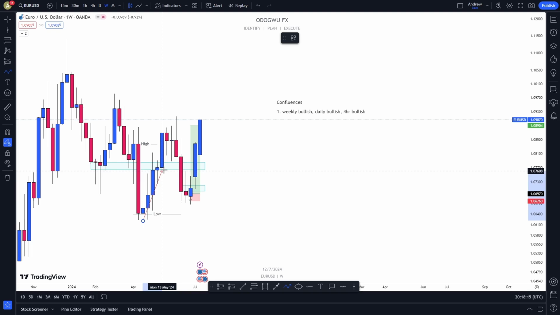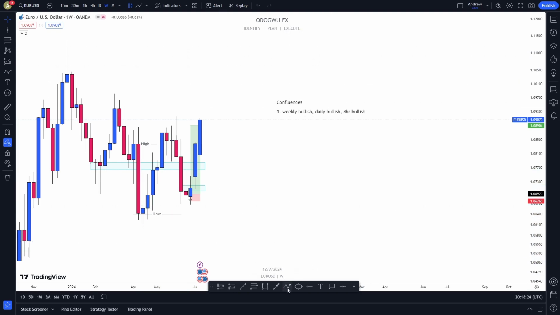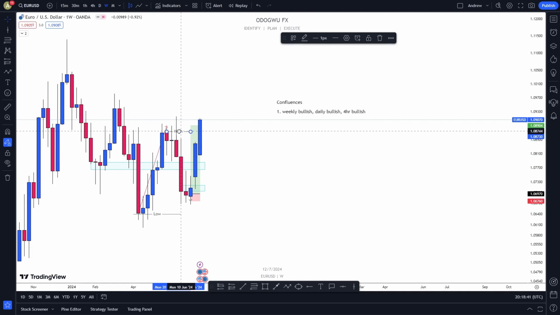Price pulls back, taps into the key level, and then continues the move. But then price didn't do that. What did the market do instead? The market came up higher and then broke this high. It did not only break the high, but it ended up body closing above the high. So at this point, price has now switched bullish. This becomes our higher high.